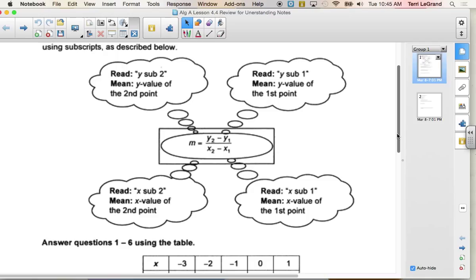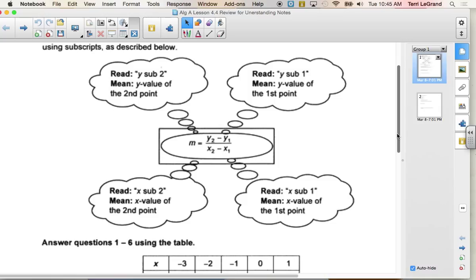And oftentimes students want to go like this, they want to say y2 minus y1 over x2 minus x1. But what is the subscripting really doing? You remember what I said yesterday? What is the subscripting doing? Why did they say y sub 2 take away y sub 1? And why do they say x sub 2 take away x sub 1? Rose? To identify the different points.